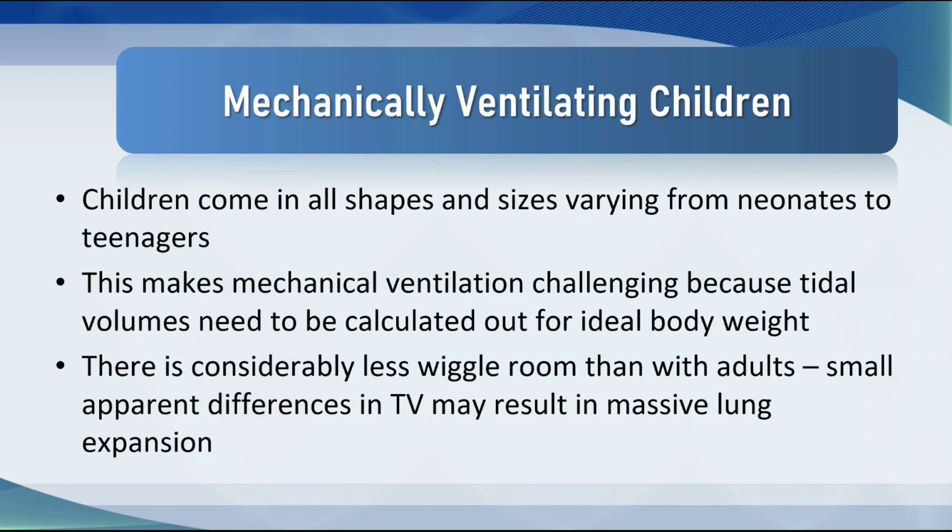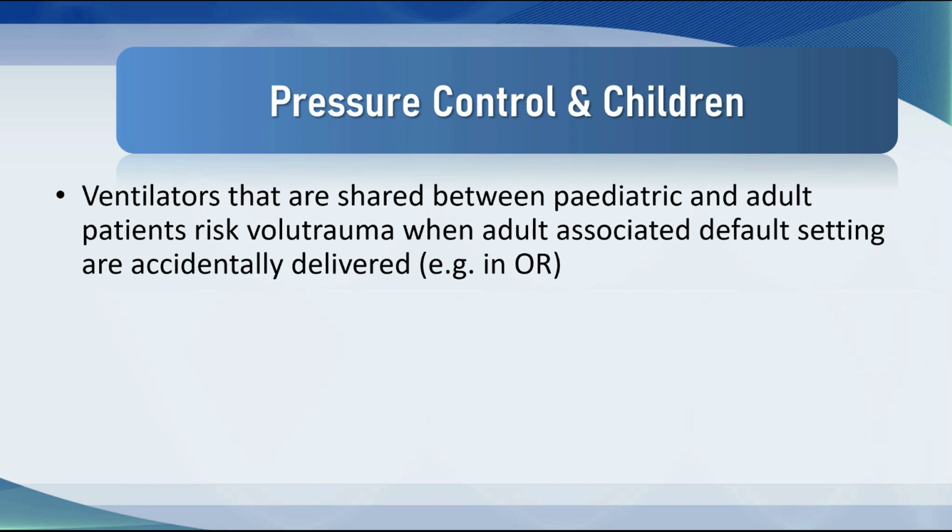And there is considerably less wiggle room for children than for adults, because small apparent differences in tidal volume, maybe 20 to 50 mils, may result in massive lung expansion differences. Moreover, ventilators that are shared between pediatric and adult patients risk volume trauma when the adult-associated default setting is accidentally delivered. And this can happen in the operating room when, in the middle of an operating list, there may be a child and the anesthesiologist just flips on the ventilator when they're intubated and adult settings are generated.